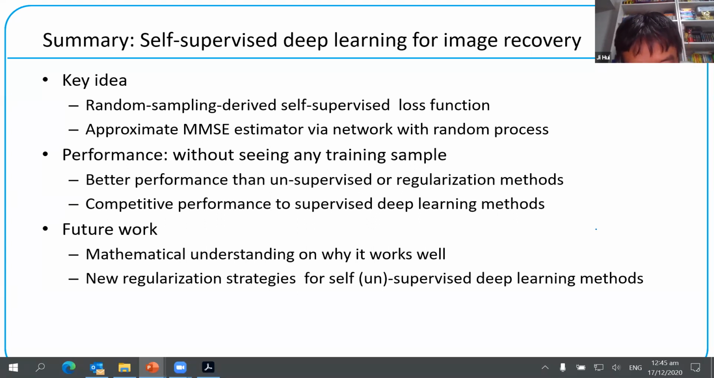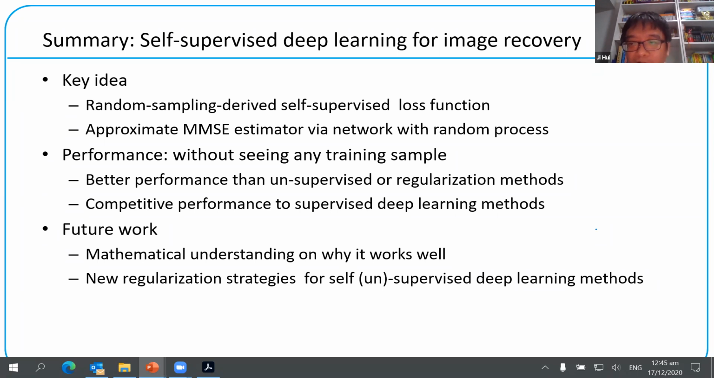Here I introduced two techniques. We try to do self-supervised learning for solving the image recovery problem. The first is how to design a self-supervised loss function from nowhere, using this random sampling-based data augmentation. The second is how to use a network with a random process to do the approximate MMSE estimator for image recovery. The performance is that without seeing any training examples, we actually have better performance than those unsupervised or regularization methods with no training examples. It is actually comparable to those supervised solutions, which require training examples with the truth.